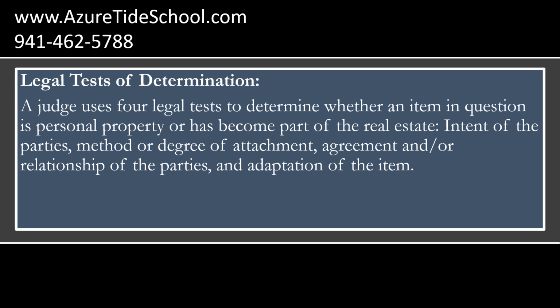Legal test of determination. A judge uses four legal tests to determine whether an item in question is personal property or has become part of the real estate. Intent of the parties, method or degree of attachment, agreement and or relationship of the parties, and adaptation of the item.